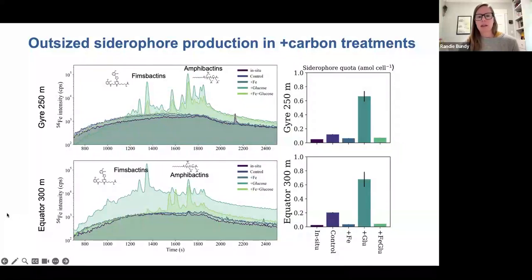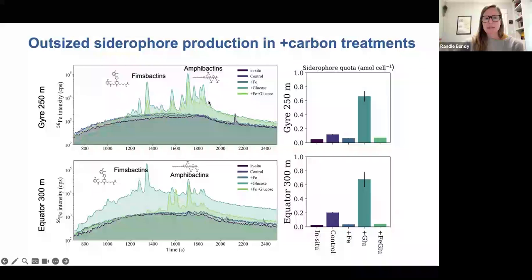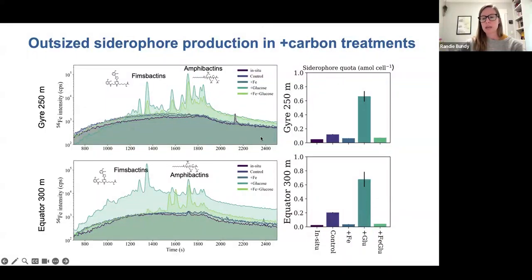Okay, the other thing that we saw that was really interesting in these experiments was siderophore production in different treatments. What I'm showing here is two depth examples. The top row is from the subtropical gyre at 250 meters. The bottom is the equator at a similar depth, 300 meters. The colors are the different treatments. Wherever you see a peak in these chromatograms, that's representative of a siderophore that we could identify with mass spectrometry. In the lighter green-blue colors is where we see the most peaks and the biggest peaks, and those are always when we added glucose.